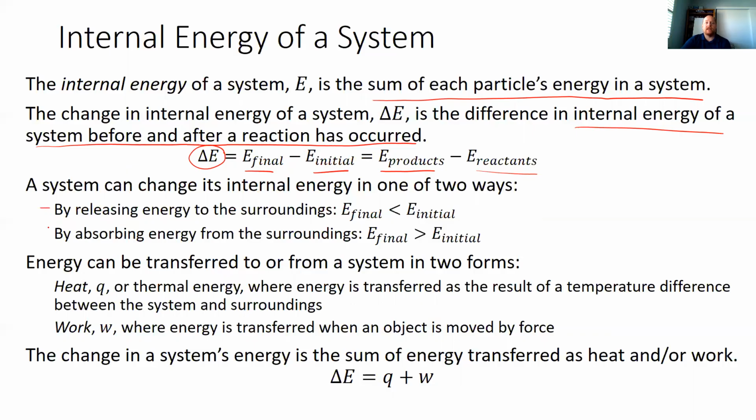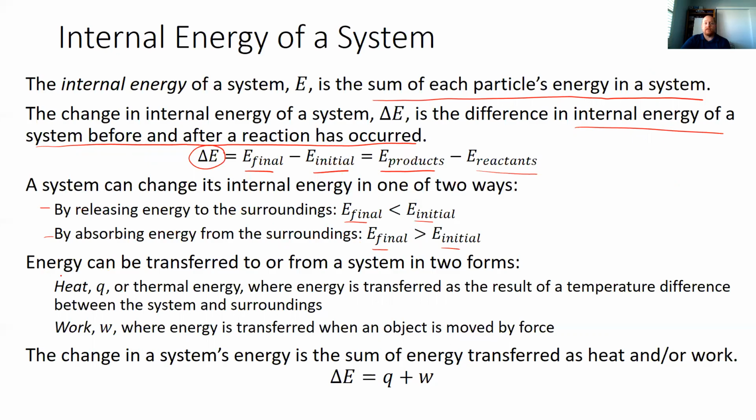Now, a system can change its internal energy in one of two directions, really. One, we can release energy into the surroundings, and in that case, the final energy will be less than the initial energy. Or we can do it by absorbing energy from the surroundings, in which case the final energy will be greater than the initial energy. So it can be done in either way, but that's how it's going. There's a transfer of energy from or to the surroundings, depending upon what the process or reaction is.